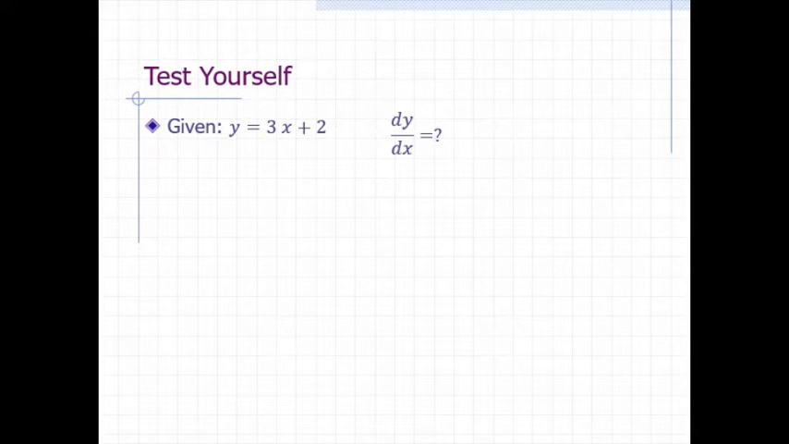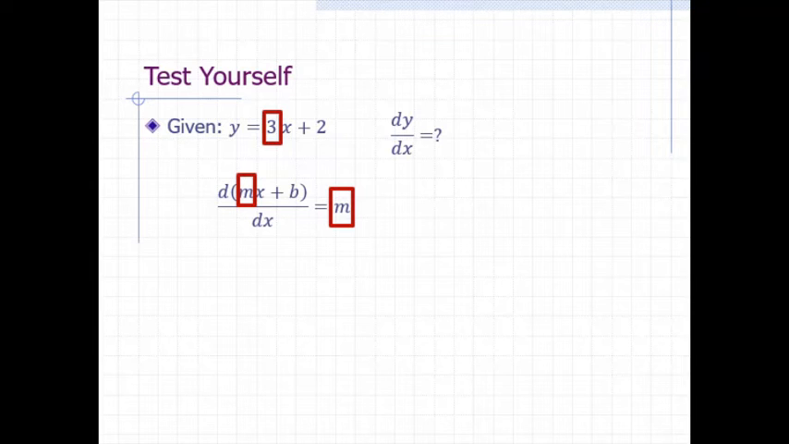Given that y is equal to 3x plus 2, what is the derivative of y with respect to x? We can see that the equation we have here is of the form y equals mx plus b. It's an equation of a straight line. A plot of y versus x is a straight line with a slope equal to m. We have seen that the derivative of this function is just the slope of the line. In this case, the slope is equal to 3. Therefore, the derivative of y with respect to x is equal to 3.